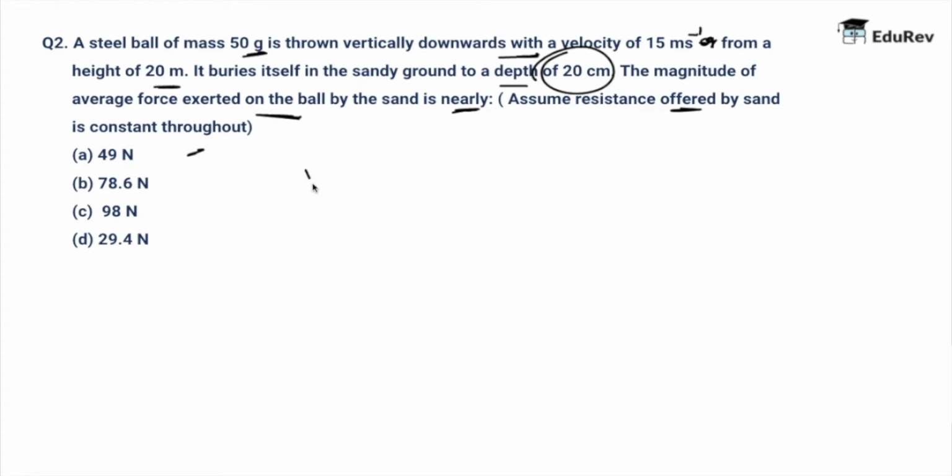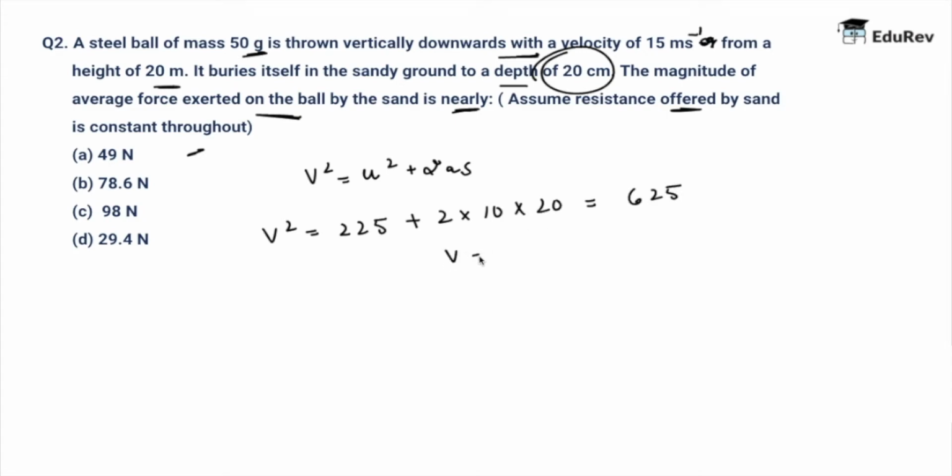So using the equation of motion, that is v square equals u square plus 2as. So v square will be equal to what? 225 plus 2 into 10 into 20, and this is going to be what? 625. Alright, so v is going to be nothing but 25 meters per second. Again, using the third equation of motion, when the ball finally comes to rest in sandy ground after covering distance of what? 20 centimeter. Let alpha be the deceleration for the phase of motion in sandy ground. So alpha is the deceleration that we are assuming.